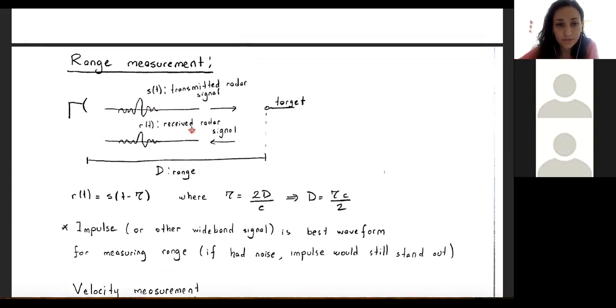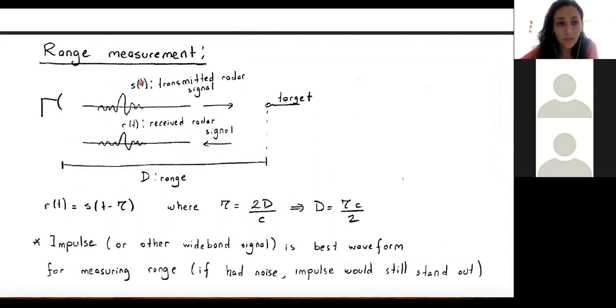Let's first understand the range measurement. We have a radar system. There's an antenna here, it can be anything. A radar signal is transmitted from this antenna. Suppose there's a target here, and this radar signal is transmitted to this target, and then it's reflected back from the target. So the transmitted radar signal first goes this way, and then it's reflected back from the target, and it's going to be received back by our antenna.